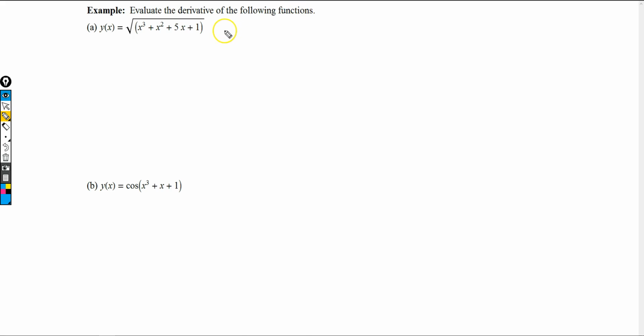Now let's look at some examples. So in this example, we want to evaluate the derivative of these two functions. And here we're going to use this form of the chain rule. What we have to do is pick u strategically over here so that we immediately know how to find dy du and then du dx. So we're going to pick u to be the inner part. That's generally what you want to do. So we're going to let this be the u, so u will be x cubed plus x squared plus 5x plus 1, in which case then the y of u will be the square root of u.